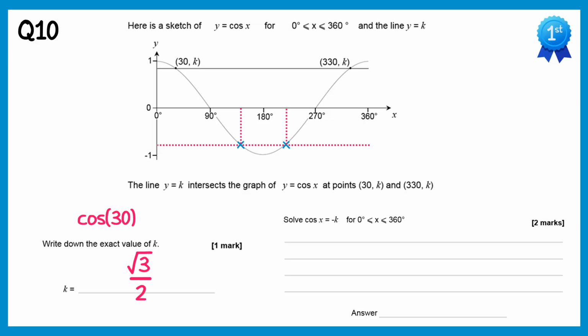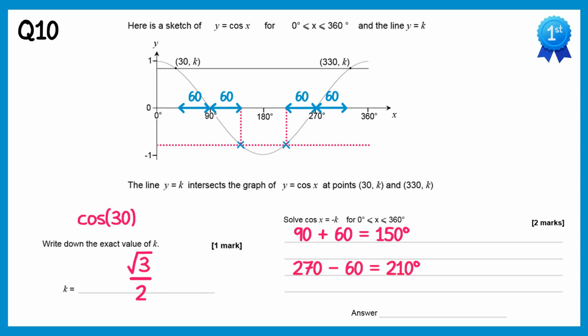We just need to work out the corresponding x values for them. We can do this using the symmetry of the graph. If you look at the x values for when cos x equals +k, you can see this distance here is 60, since it goes from 30 to 90. That means this distance will also be 60, so if we do 90 add 60 we get 150. That's one of our solutions. In a similar fashion, this distance here is 60, so this one's 60. In this case we do 270 take away 60, and we get 210. So our solutions are at 150 and 210 degrees.